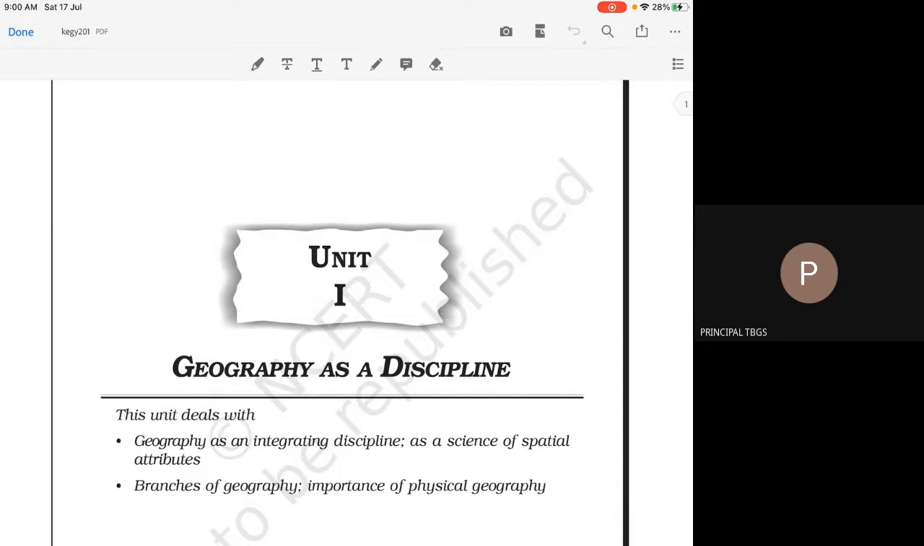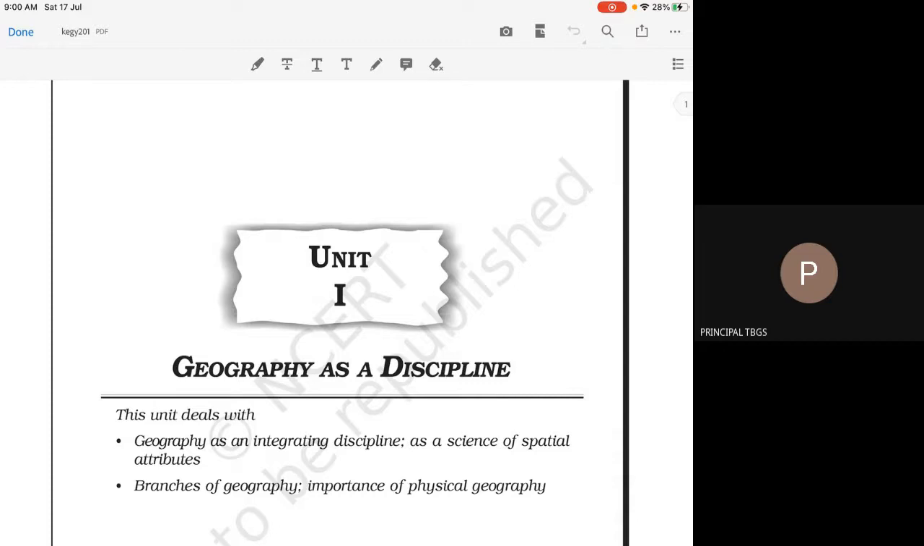I would like to tell you that there are mainly two branches in geography. The first one is physical geography and the other one is human geography. So in class 11, there are two books. One is Indian Physical Geography and the other is Fundamentals of Physical Geography. What is physical geography?